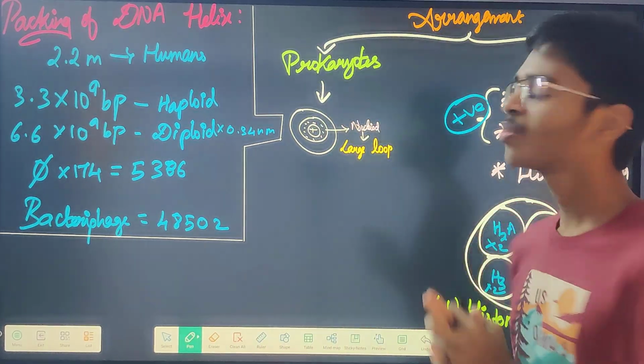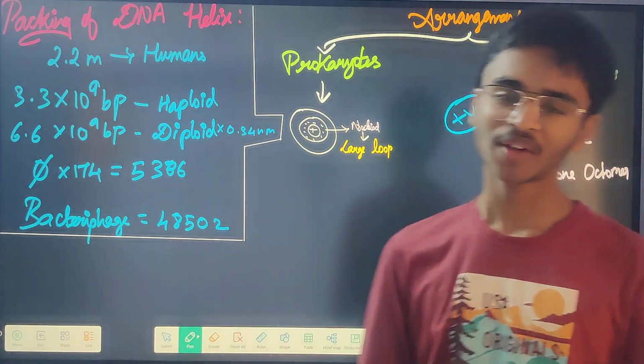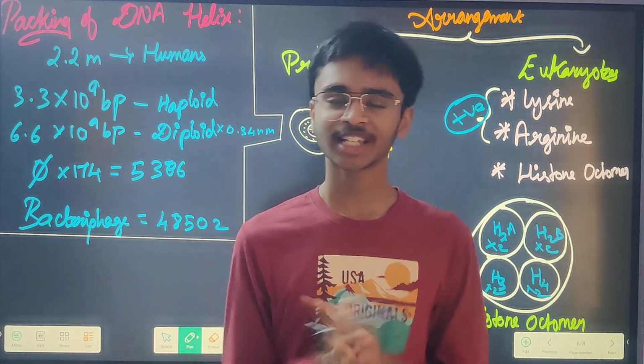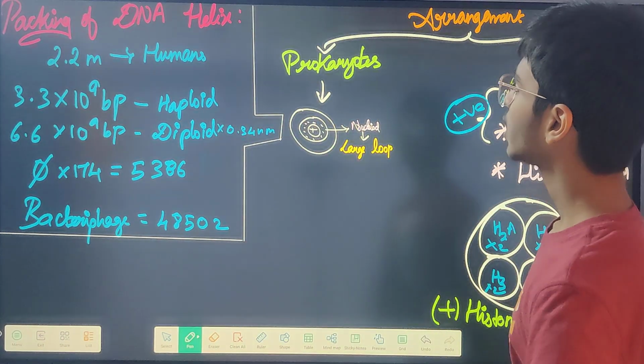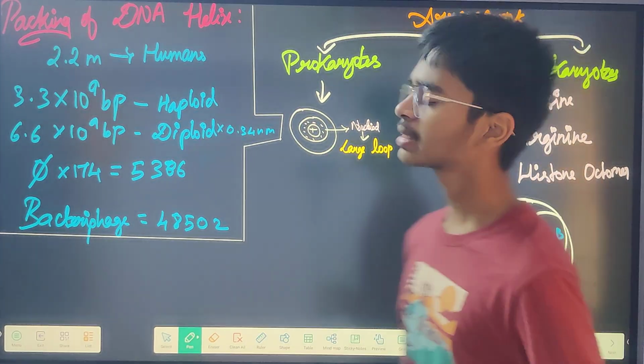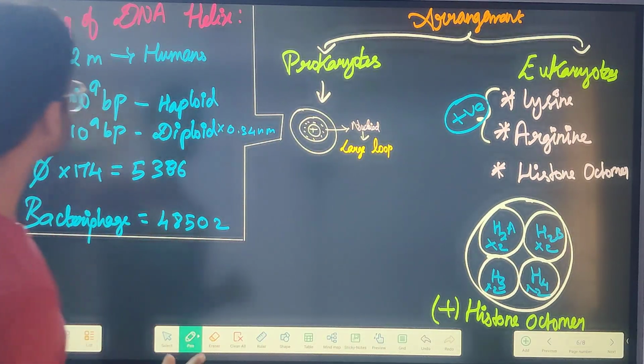Today we are going to see molecular basis of inheritance part 2. Already we have seen part 1. If you haven't seen it, just go and check it out, okay? So now we are going to start with packing of DNA helix. First of all, we have to know what this DNA helix is.